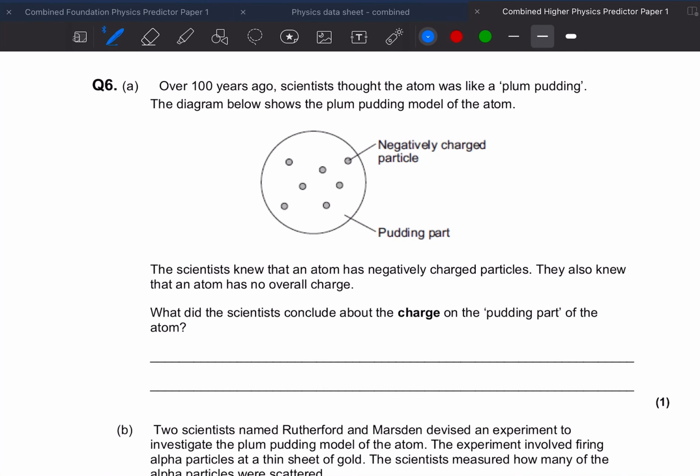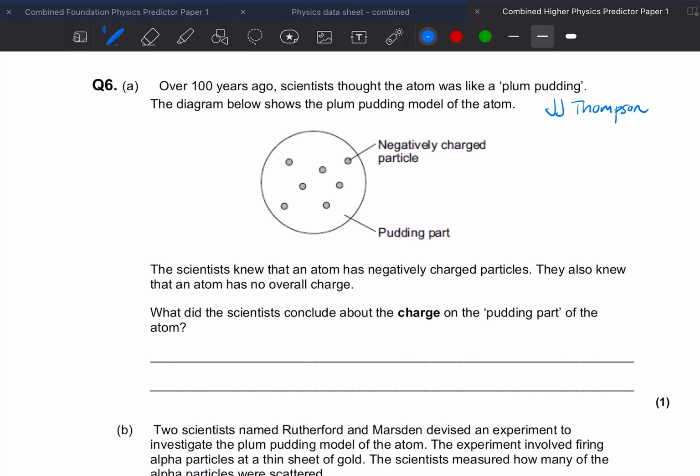Question 6. So this is a model of the atom. Over 100 years ago, scientists thought that the atom was like a plum pudding. So plum pudding was J.J. Thomson. The diagram shows the plum pudding model. So we've got that labelled for us.